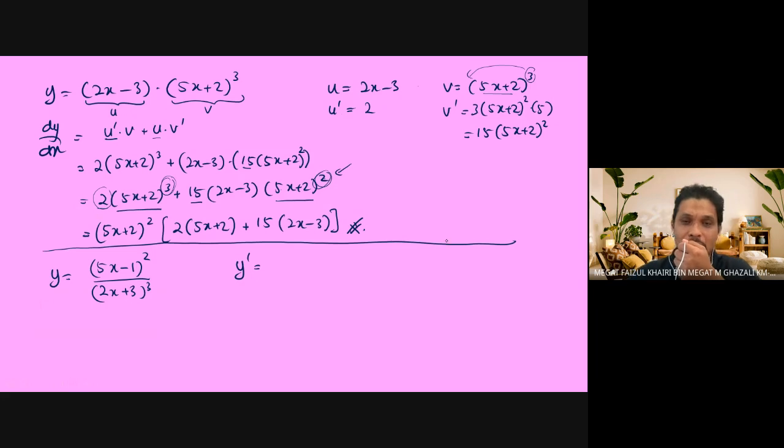Let's recall the solution together. u equals (5x minus 1) squared. So u prime equals 2 times (5x minus 1) to the power of 2 minus 1, which is 1. Then differentiate 5x minus 1, which equals 5. So 5 times 2 equals 10, giving 10(5x minus 1).